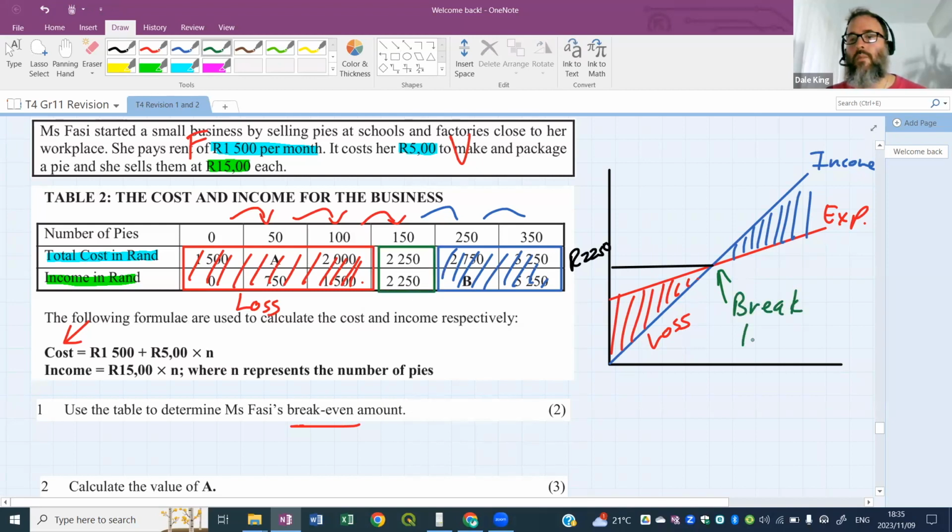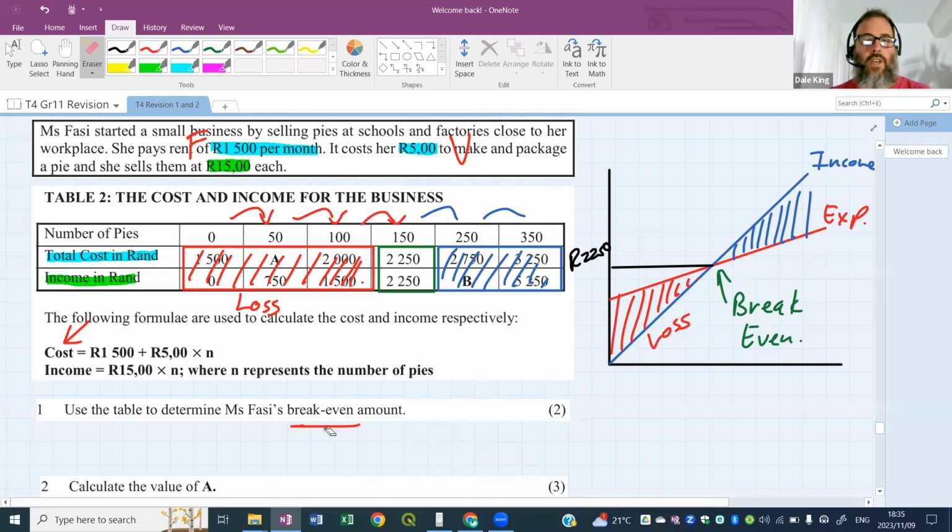It's very important for a business owner to know where this is, because they want to make sure they're selling more than the number of pies needed to break even. Because if you're going on break even or less, you're not making profit. If you're below break even, you're actually losing out. So finding where the break-even point is very important if you're selling products. This is why we always do this in math literacy. It's a very important business exercise.